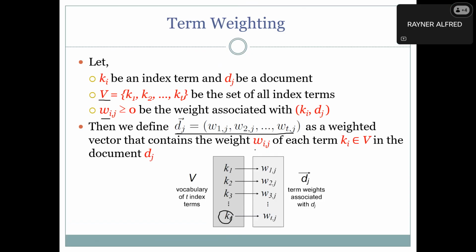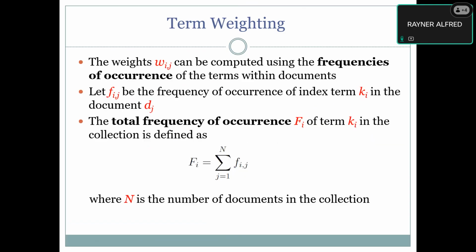Okay, so the weight Wij of each term refers to the keyword i and also document j. So this is the concept that we're trying to put forward. Okay, so in the earlier work, they look at the frequency of occurrence of the term within the document to represent the weight. So they just simply count how many times that keyword exists in the document.